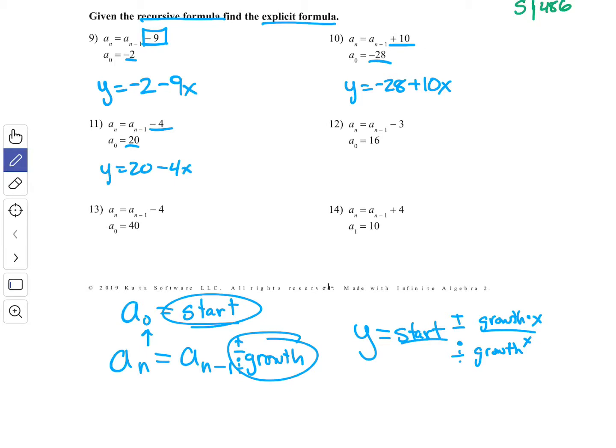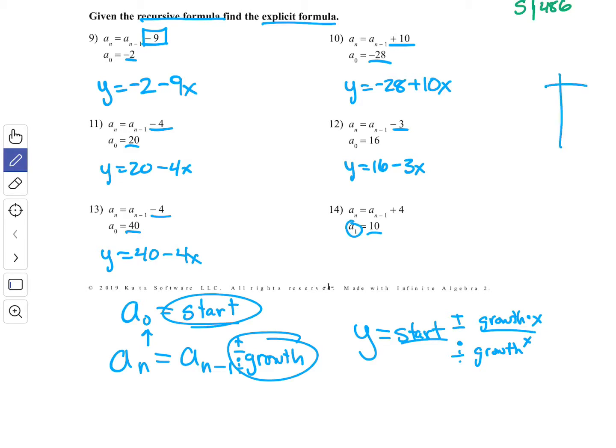Number 11, start at 20. What are we doing to it? Subtracting 4 multiple times. Number 12, start at 16. What are we doing to it? Subtracting 3 multiple times. Okay, pretty simple, right? Where do we start? 40. What am I doing? Subtracting 4 multiple times.